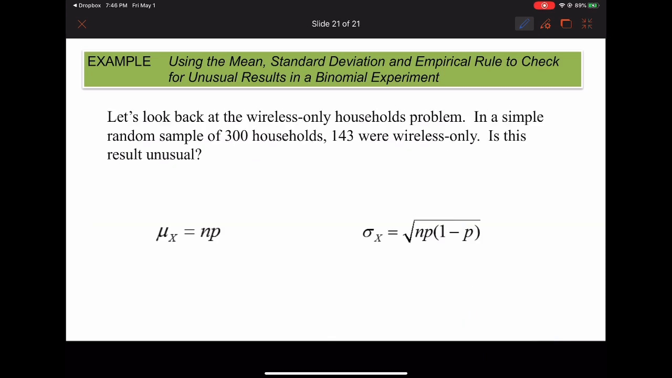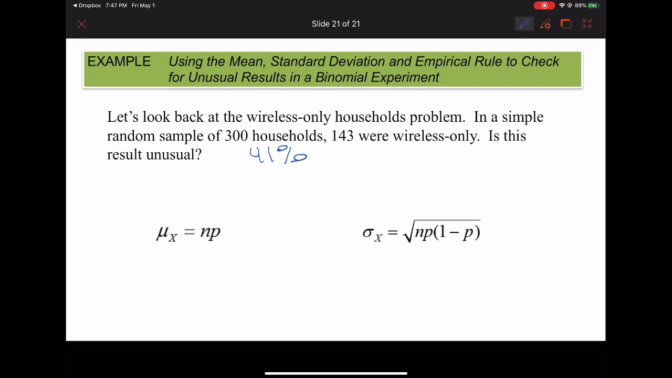On this last screen, I want you to go back to the wireless only households problem. I want to remind you that 41% of all homes are wireless only. So I want you to calculate the mean, calculate the standard deviation, and use one of our methods to determine if it is unusual. Or you can use all 3 if you want to practice. Go ahead and pause this and then come back and we'll do it together.